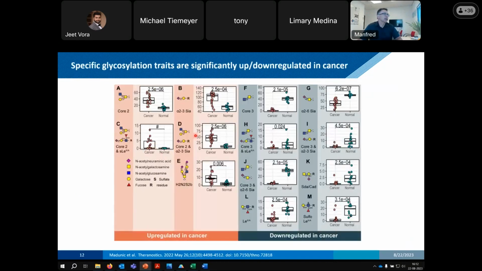And another way of summarizing the very same data is then these box plots here. So we see the core 2 enhanced in cancer, or basically, it's almost black and white, so it's in cancer, but hardly in normal tissue. We see the 2,3 sialylation enhanced and the combination thereof. And then on the other hand, core 3 glycans are high in normal tissue, but very low in cancerous tissue.